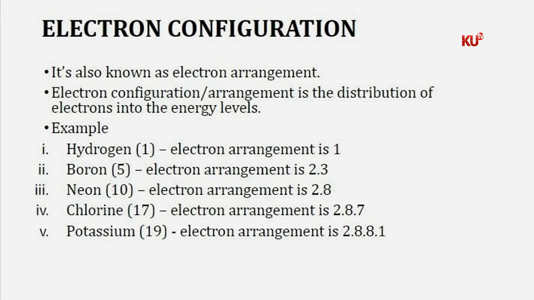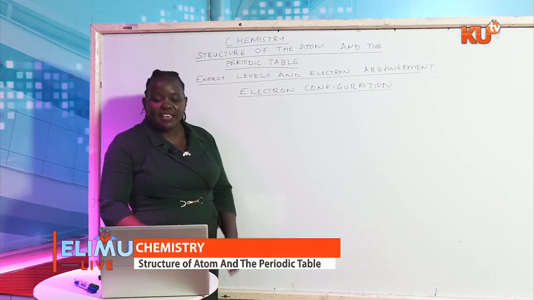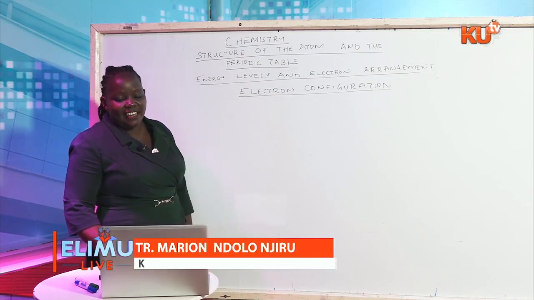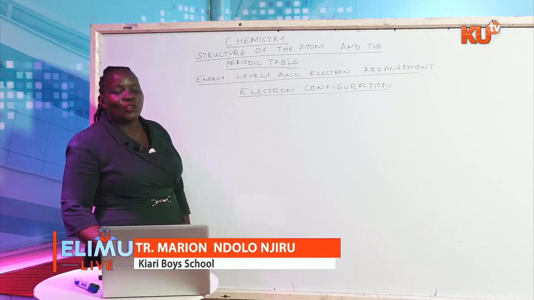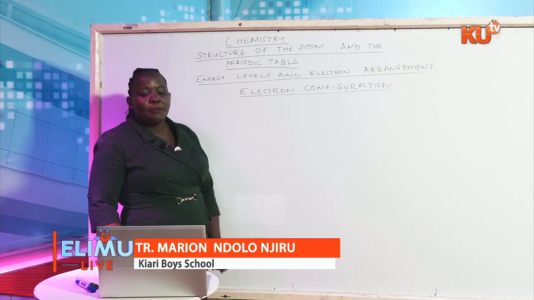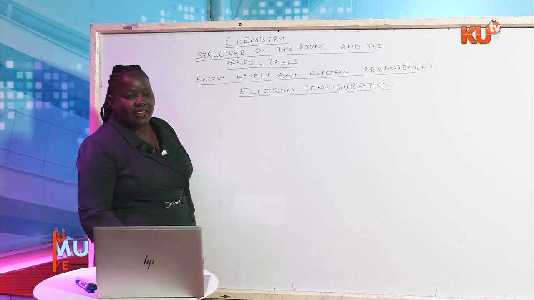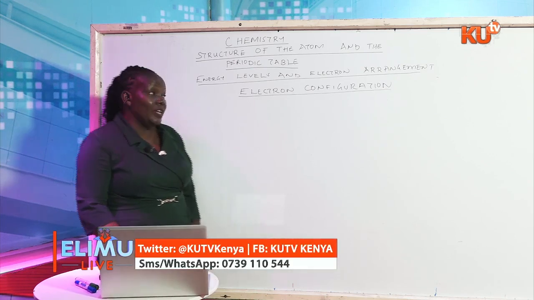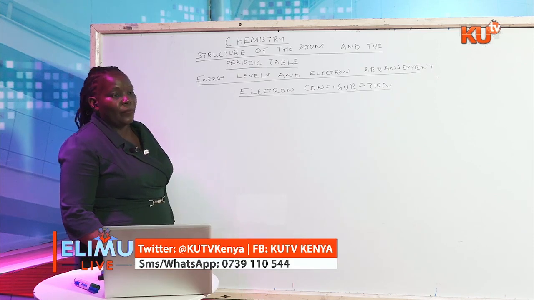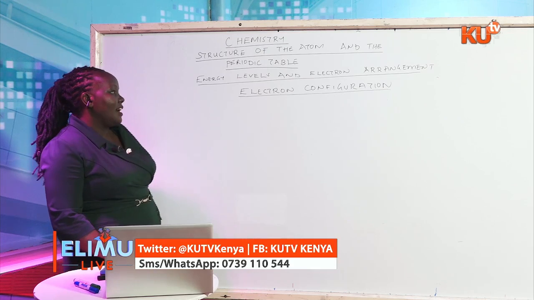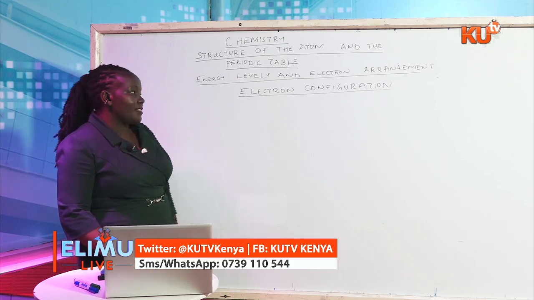For you to be able to write the electron configuration, or what we are referring to as the electron arrangement, it is important that you know the atomic number of the element that you're dealing with. Why? Because the atomic number of an element will be the same as the number of electrons in its atom. I want us to look at a few examples.